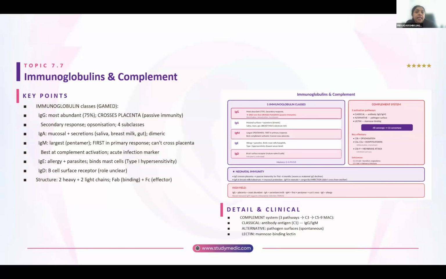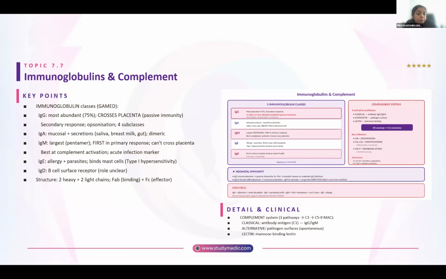Now coming to IgA, IgA is present in the mucosal layer. It is present in secretions like saliva, breast milk, and this is a dimer. Coming to IgM, IgM is the largest in size. It is a pentamer. This is the first to be seen in primary response, and this cannot cross the placenta. This is best at complement activation and is an acute infection marker.